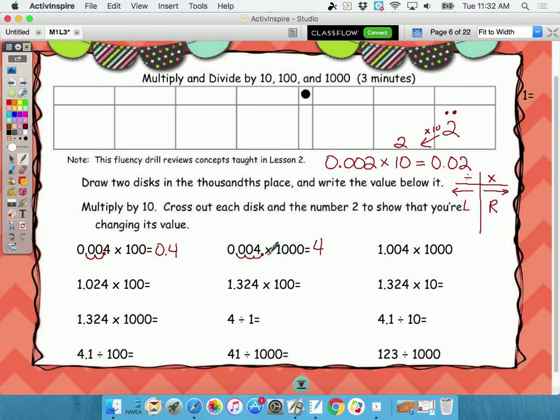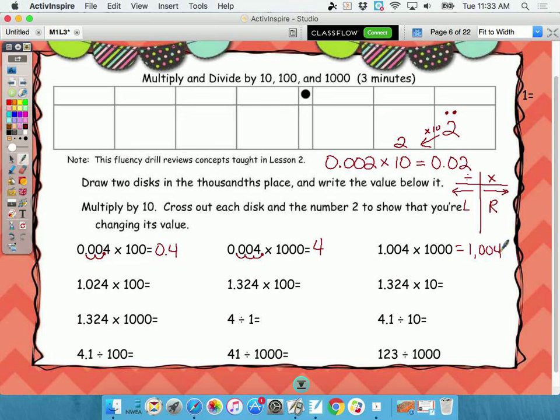Good. How about Katie's group next? 1 and 4 thousandths. What did you get? Times 1,000. 1,004. You agree, boys and girls? What did I do? Forget my equal sign there? Do you have an equal sign? Okay, how about Jaden's group?